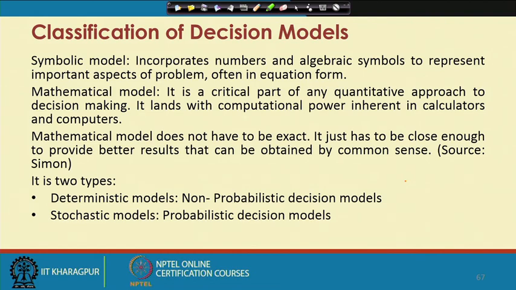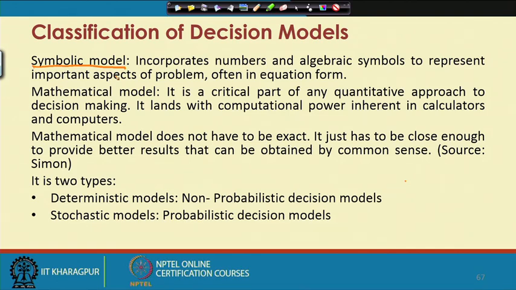We have a classification where a model can be divided into two parts. It can be a symbolic model, and it can also be a non-symbolic model, right. Symbolic models incorporate numbers and algebraic symbols to represent important aspects of the problem, and are sometimes called equation form. But generally when we say models, most of the time the understanding is that it is a symbolic representation. Okay, this is sometimes the beauty of this particular modeling environment.